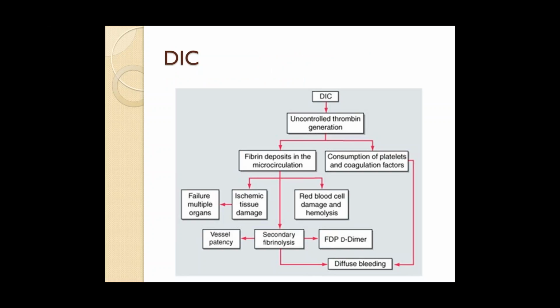As DIC progresses, there is uncontrolled thrombin generation, which results in 2 problems. The first is fibrin depositions that accumulate in the circulatory system. These clots consume platelets and coagulation factors, which lead to diffuse bleeding and ischemic tissue damage, which can result in multi-organ failure and death.